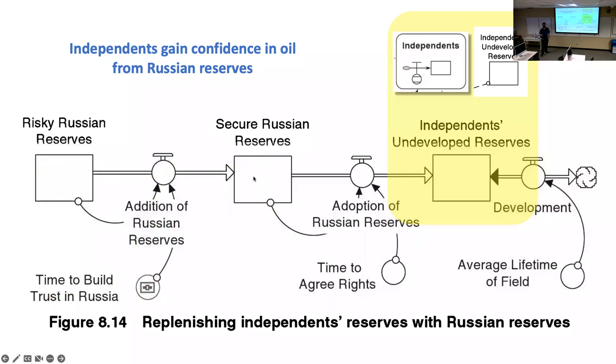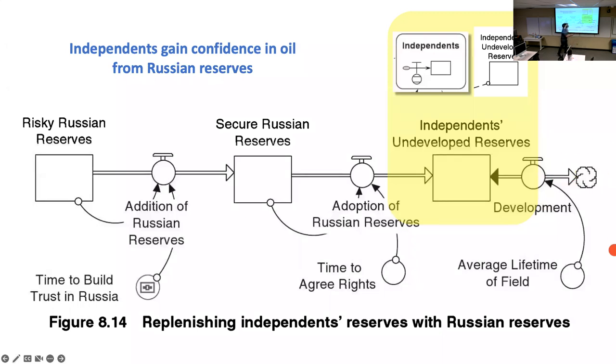And then at this point, you're willing to use it, but you don't necessarily need it yet, or you need to go through contracting. So before it actually becomes part of the undeveloped reserves, it has to go through this adoption process with another time constant, time to agree to rights. This is like the contracting period, the actual time it takes to buy this oil and get it into your undeveloped reserves. And then they also added this thing that we didn't have before, this development here, where you've got, remember that in Stella, the white line is the kind of positive direction.